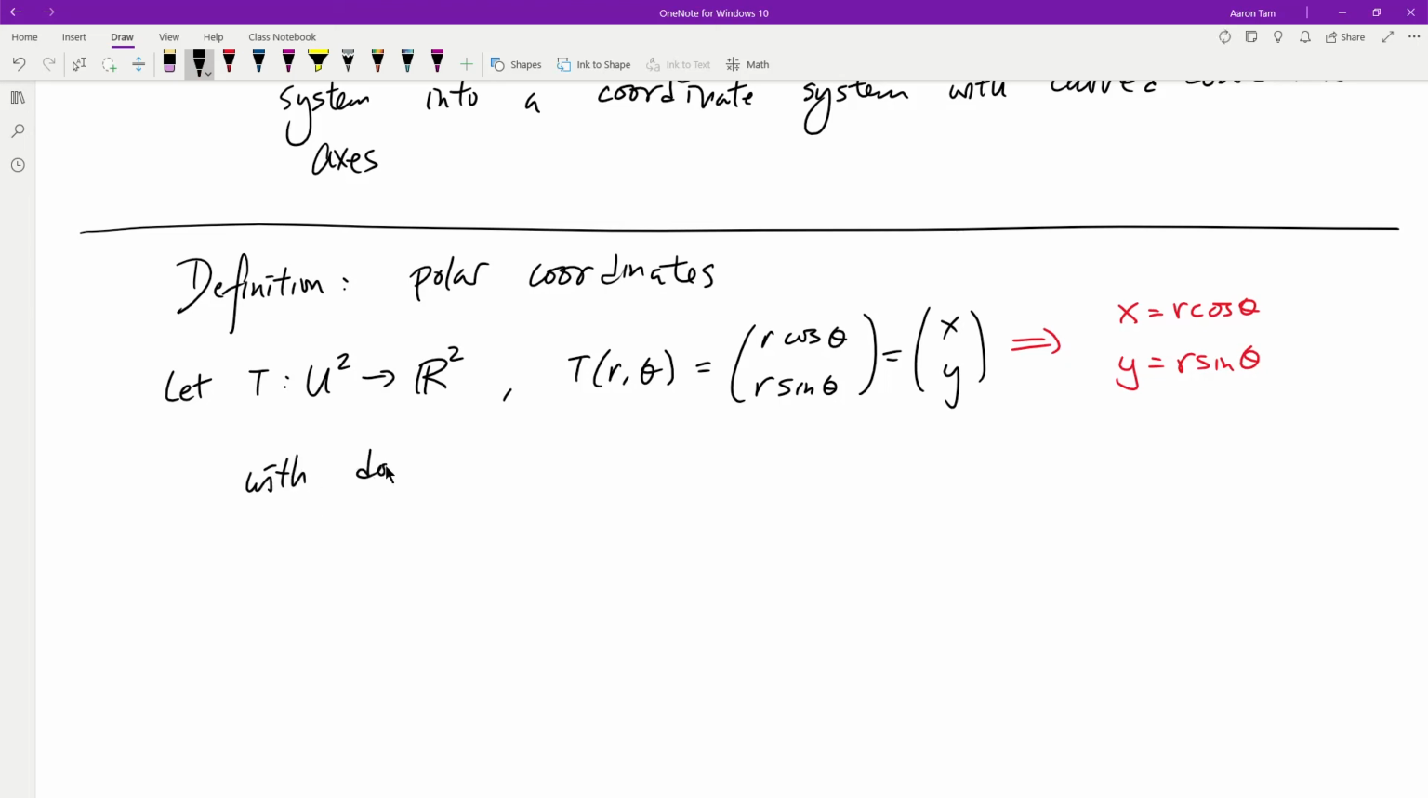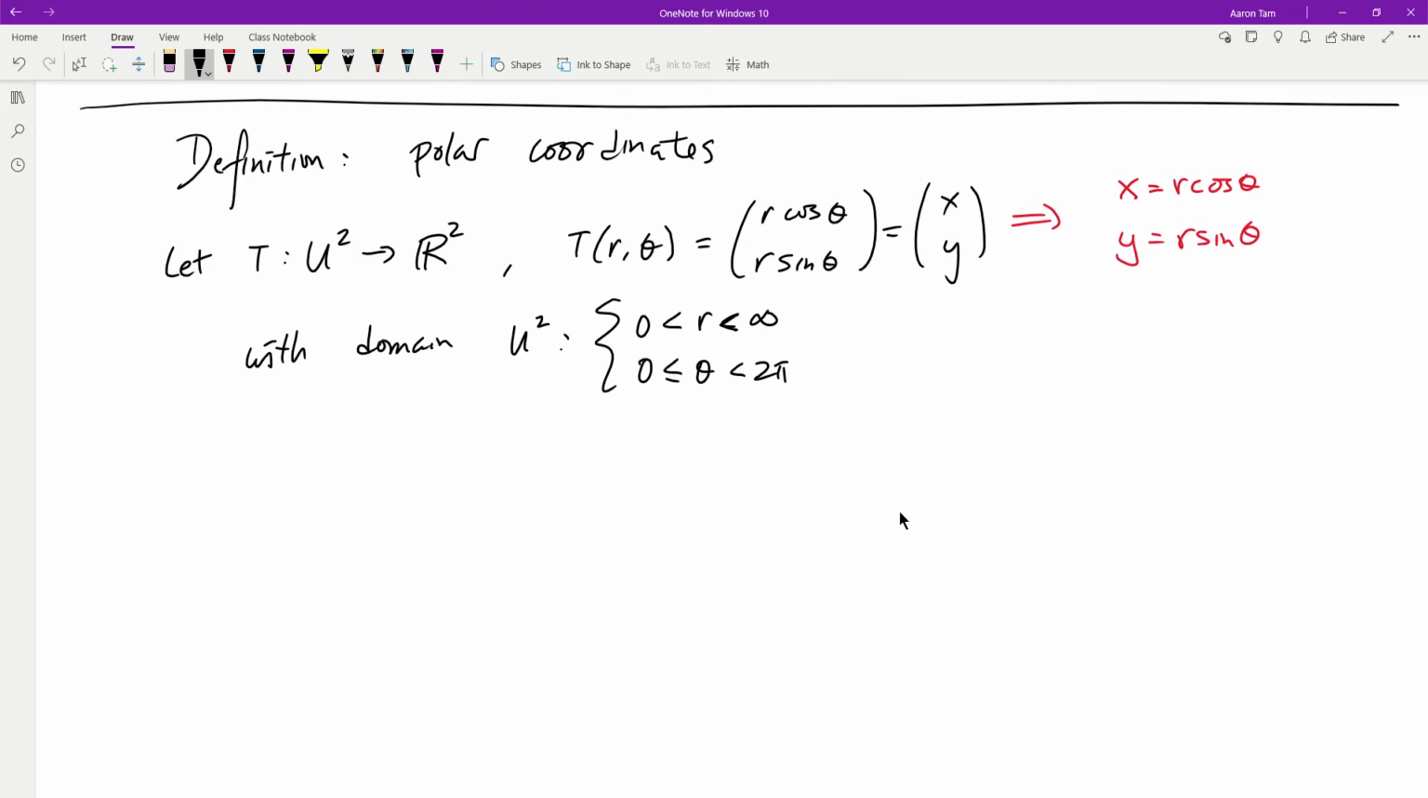I'm going to define the domain. The domain U squared consists of the following: r goes from 0 to infinity, but does not include 0, and theta goes from 0 to 2 pi, but does not include 2 pi. So how do we define these variables, r and theta? Well, r is called the radial distance from the origin to the position that you want to describe, and theta is the counterclockwise angle of rotation from the positive x-axis.